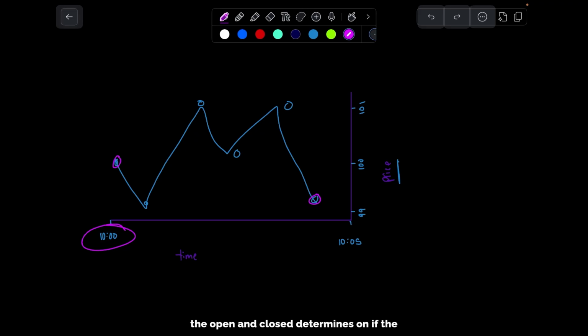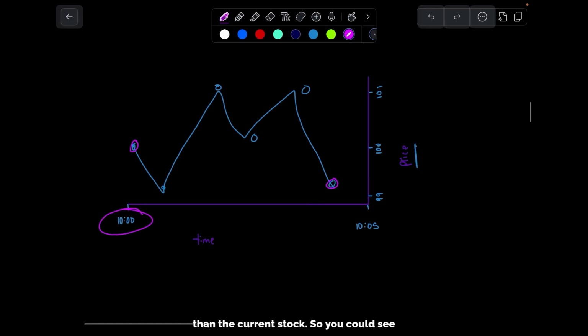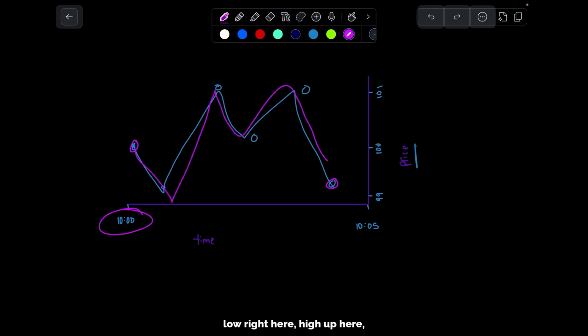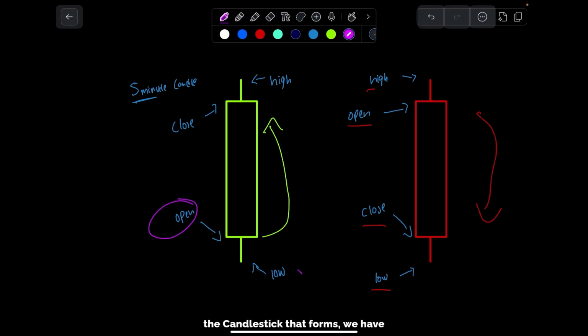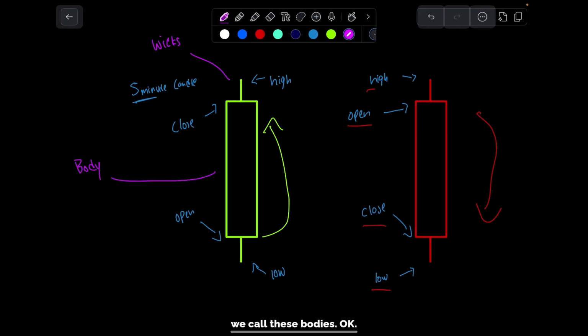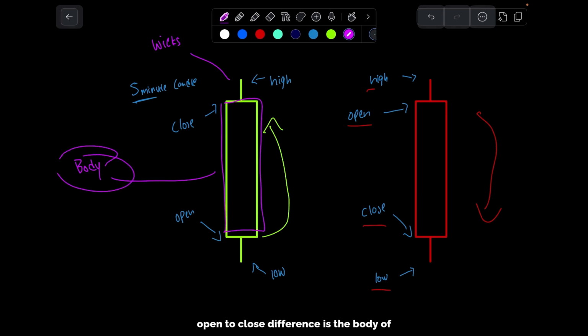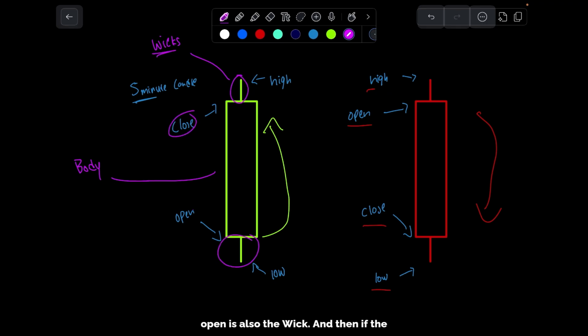And the open and close determines if the close is higher or the open is higher than the current stock. So you could see at 10 o'clock, we opened here, made a low right here, high up here, and then closed down here. For the candlestick that forms, we have a simple open, low, high, and close. Okay, so for very simple sake, we actually call these wicks, and we call these bodies. Okay, and what that simply just means is the open to close difference is the body of the candle, and then the high from the close is the wick, the low from the open is also the wick.